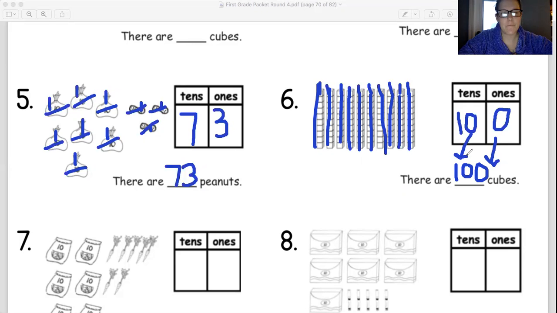That one was a little tricky. If you made a mistake, take a little pause here, see where you went wrong, make sure you fix it. If you did not make a mistake, go ahead and move on to 7 and 8. Pause the video, and then when you're ready, come on back and let's check them.